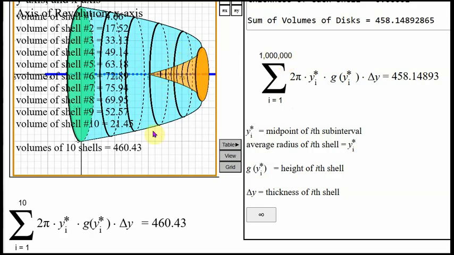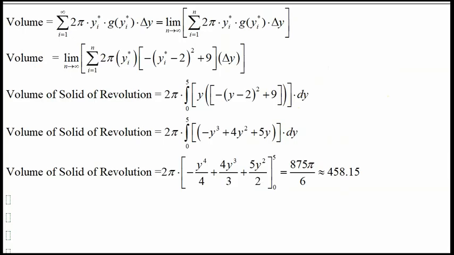But this number right here is still just an approximation for the volume of this solid of revolution. So if we want the exact volume, then we need to let I run from 1 to infinity. So now let's go find this infinite sum. And here's the infinite sum right here. So instead of writing I running from 1 to infinity, we write this as I running from 1 to n with the limit of n approaching infinity.